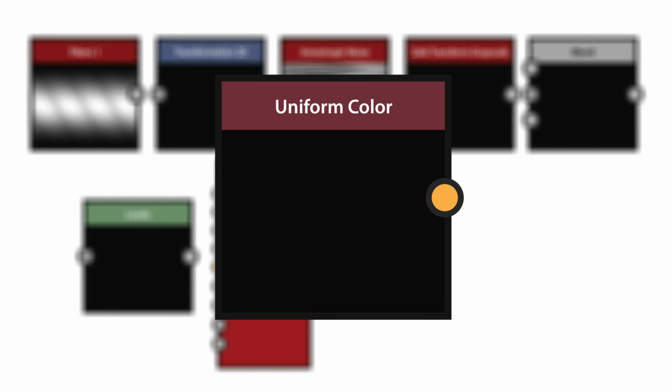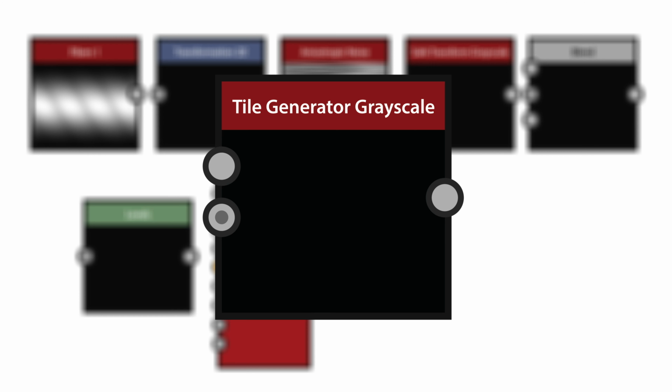Uniform Color node. This node creates a solid color or value that you choose. It's a simple but frequently used node, often serving as a starting point for adding colors or setting specific values. Tile Generator node. This is a highly advanced node in the library, capable of creating almost any pattern with some limits. Mastering it opens up endless design possibilities.